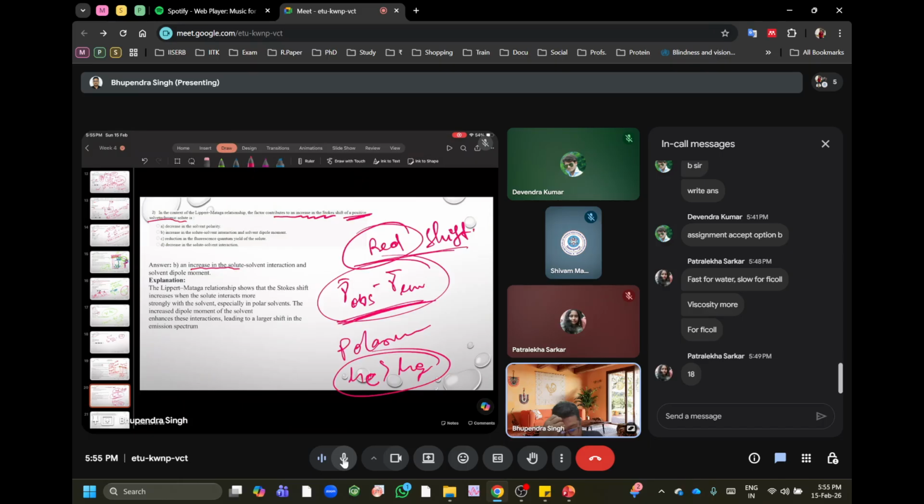An increase in the solute-solvent interaction and solvent dipole moment. The Lippert-Mataga relation shows that the Stokes shift increases when the solute interacts more strongly with the solvent, especially in the polar solvent. The increased dipole moment of the solvent enhances this interaction, leading to a larger shift in the emission spectrum.